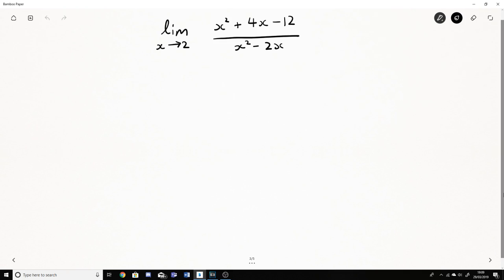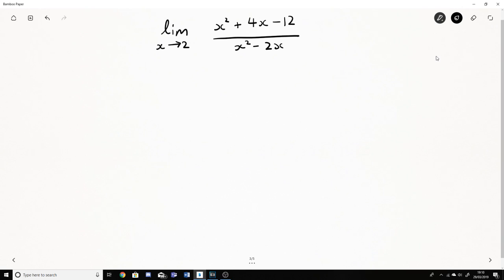Now, let me expand your brain even a bit more. A lot of the time, if you take the limit as it is, it's going to be undefined. Take a look at this little example. If I sub in x equals 2, the denominator is going to equal 0 because 2 squared minus 2 times 2 is 4 minus 4, and that's 0, and it makes our limit undefined. But it can't be that easy.